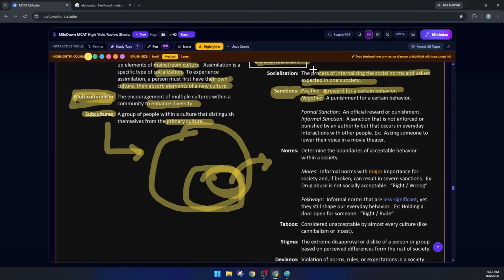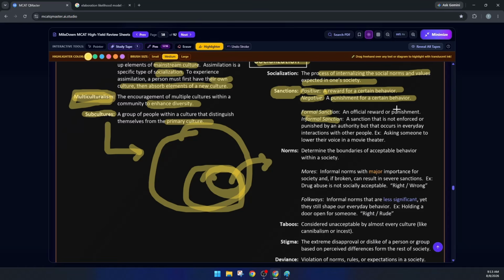So give yourself examples. So you can have a positive sanction where in society you're rewarded for your behavior. An example I can give is like if you finish your education, you get a degree, and that's considered your reward almost. So that's a positive sanction. A negative sanction is punishment for a certain behavior. Okay, if I run a stoplight, then I might get some sort of negative sanction, a punishment for my behavior, right? That's a negative sanction.